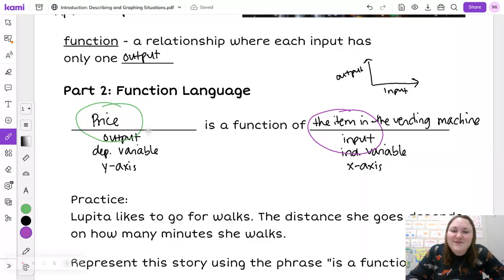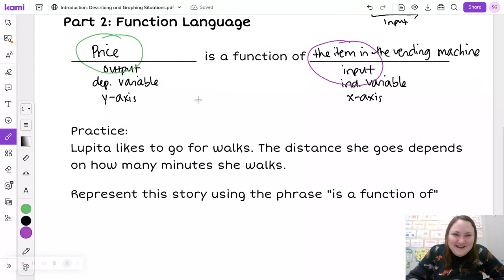So using this as an example, I've got practice for you. And I'll keep that up there on the screen. Go ahead, pause this video in a moment, and you're going to read through this story and write a sentence similar to this one. You're going to write a sentence using those words, is a function of. Please try this problem, pause the video to try it, and then come back to the video to see how you did.